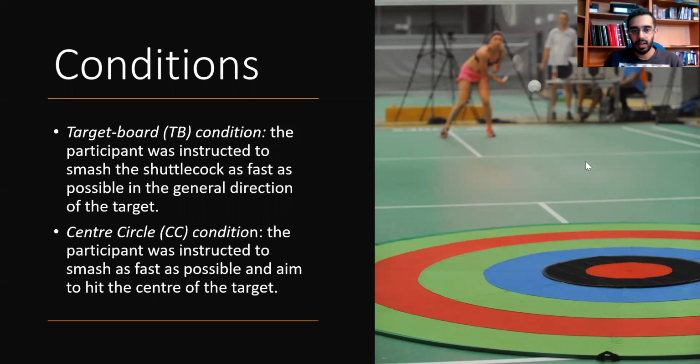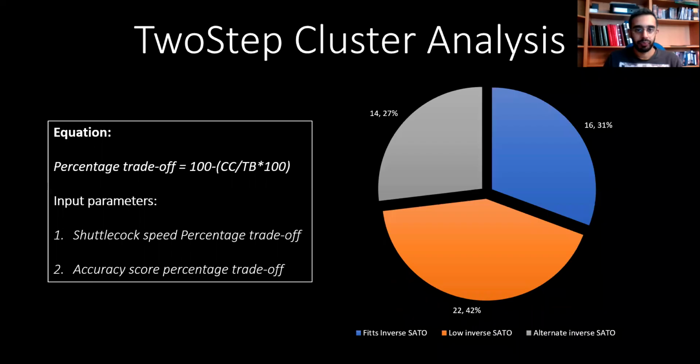So this, as you've hopefully noticed, is much in line with Fitts' task, where the target is often reduced in size or width to be able to give us an understanding of the speed accuracy trade-off that's been used by the participant. In terms of statistical analysis, we use a two-step cluster analysis for our investigation. You can see here the equation that we use to calculate the input parameters. So we use the percentage trade-off between the two previously mentioned conditions, the center circle condition and the target board condition. The input parameters for this were shuttlecock speed and accuracy score.